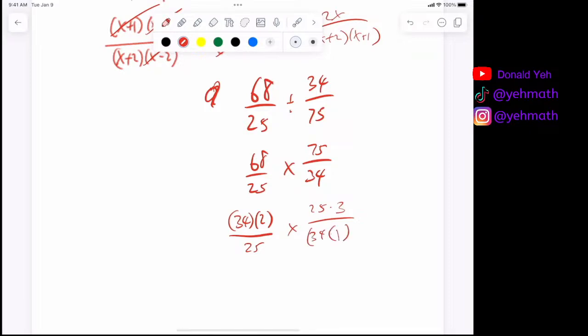So what happened is 34 can simplify with this. 25 can simplify with this. The answer is 6 over 1. The answer is 6. On your test, some people tried to multiply 68 times 75. I may seem to make your life miserable, but I also mean to make your life easy if you know a shortcut. A shortcut is always look for simplification before you multiply.